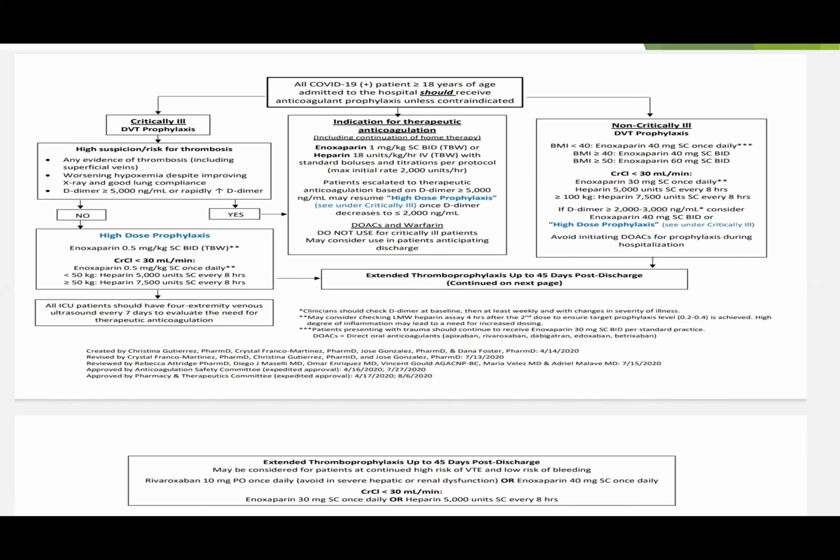So for enoxaparin, dosing is per kg body weight. If less than 50 kg, it will be 5,000 units subcutaneous. If more than 50 kg, it goes around 7,500 units. And for therapeutic anticoagulation, the high dose of prophylaxis, once D-dimer is around 2000, units per hour is also recommended.